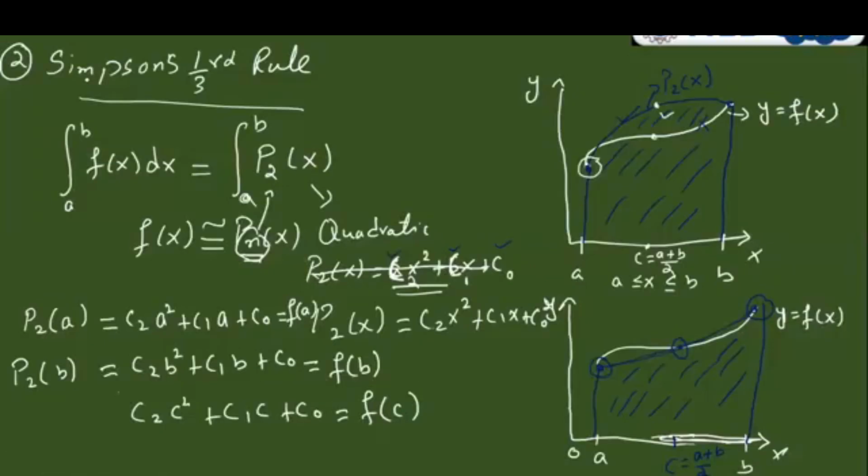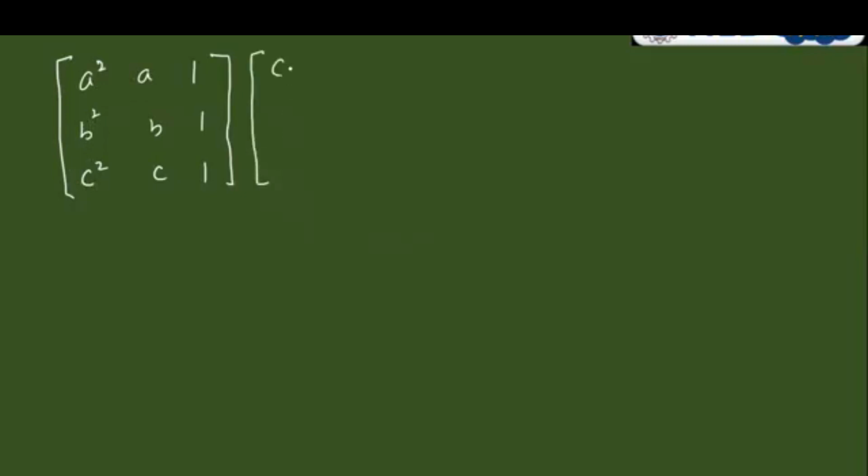If you are still interested to know, the idea is quite simple. The first equation is C2 a square, C1 a, C0, so the rows are a square, a, 1; b square, b, 1; c square, c, 1. This is the matrix. They all are known to us. A, B, C are known: A is the lower limit, B is the upper limit, and C is the midpoint of the upper and lower limit. The unknowns are C2, C1, C0, and the right hand side is also known to us.